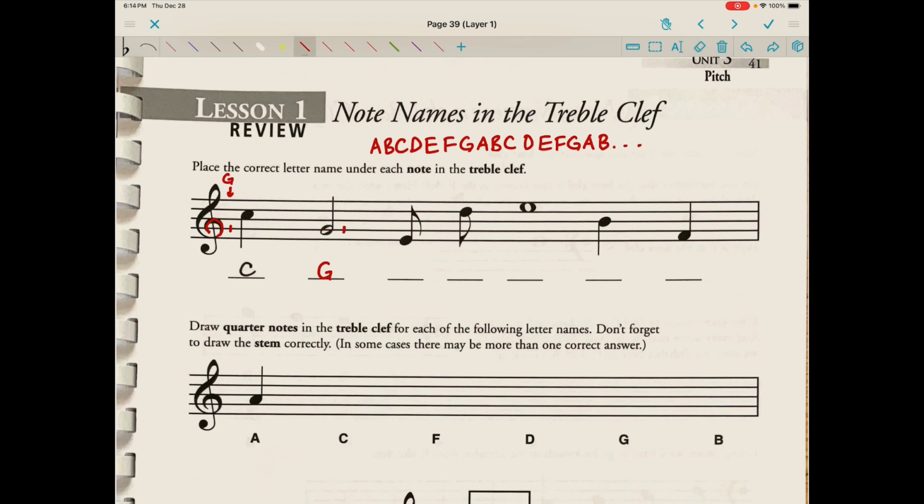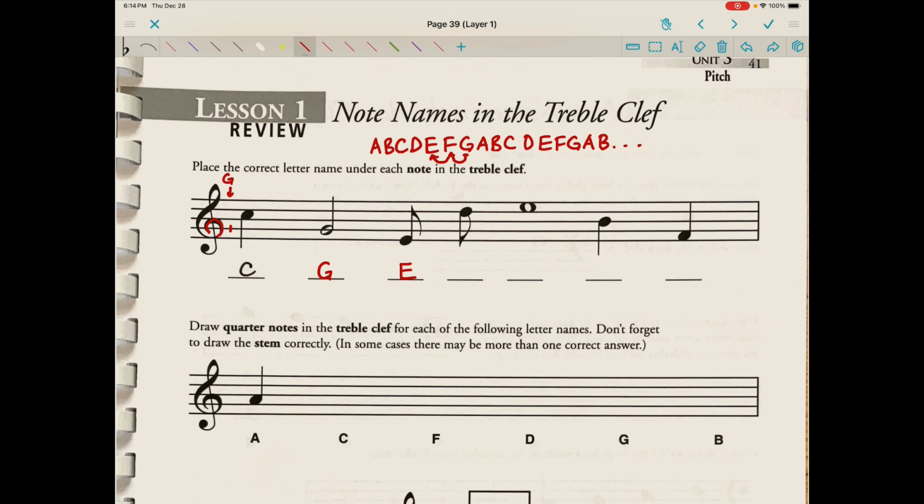If this is a G, I'm going to step 1 step down to the next space. This will be an F. And then I'm going to step down again. This will be an E. So I went from a G, step down to F, and then step down to E.